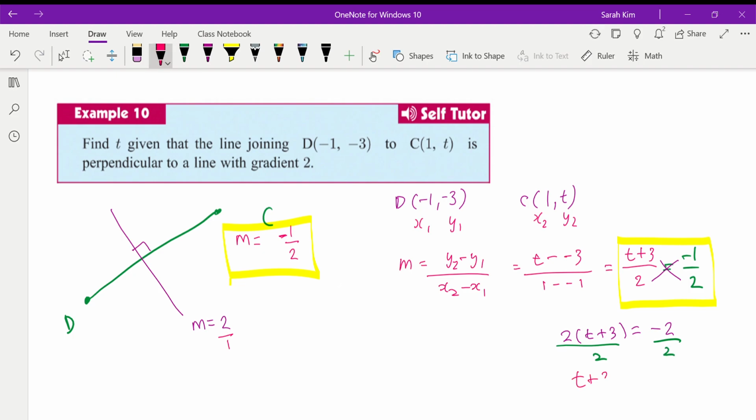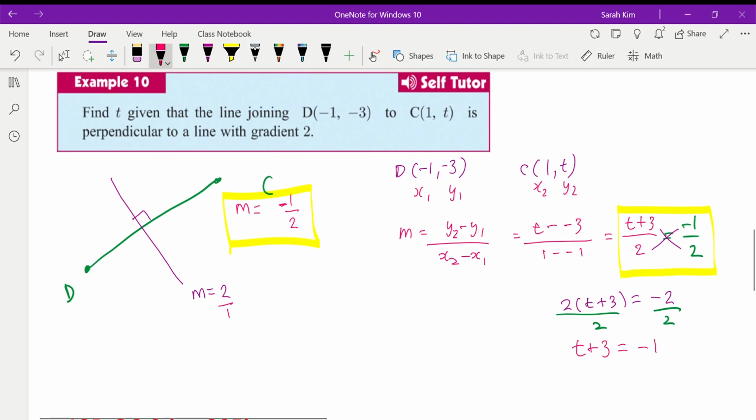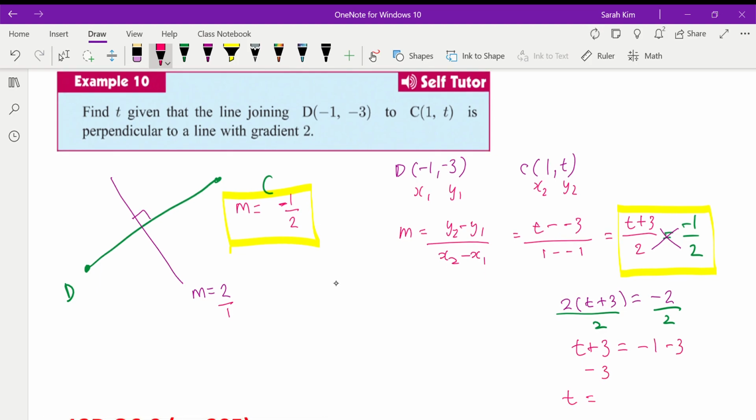So I have t plus 3 equals -1. Almost done now, I just got to get rid of the 3. So my t must be -4. So I found my t, and that's it.